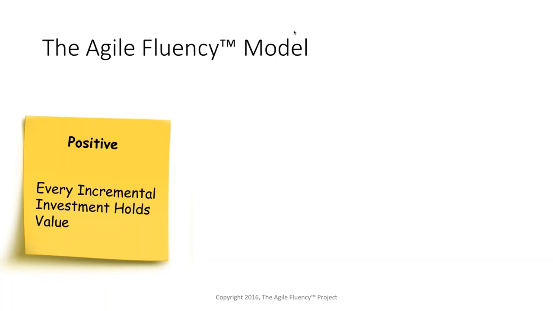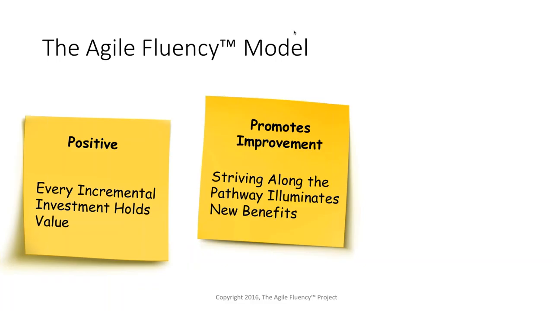What we wanted to do with this model was make sure that every different way that Agile was being used that we were describing had value for that team and that organization. We didn't want to be heading people down the wrong path, and so we definitely wanted it to be a positive model. We wanted it to promote improvement. As people move into different places in the model, they get different benefits. Not all those benefits are desirable or even apply in every organization, but depending on where you are in the model, you may learn about new possibilities for your teams and your organizations.